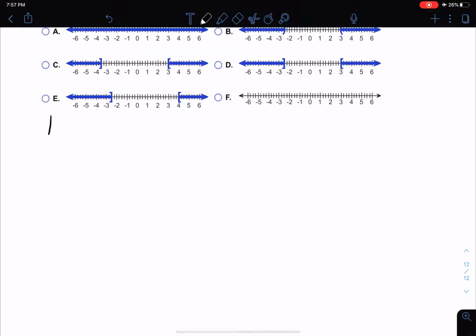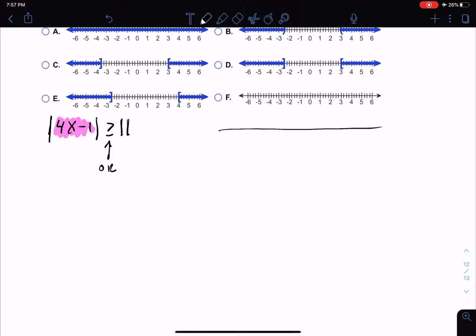So the problem is absolute value of 4x minus 1 is greater than or equal to 11. Now what's been done for us is the absolute value is isolated. Awesome. And all the constant values are on the right-hand side. Good. I can see that this is greater than, so that's an OR problem. And I also know visually that this isn't the answer, but it's going to have this look to it, at least when I start the problem.